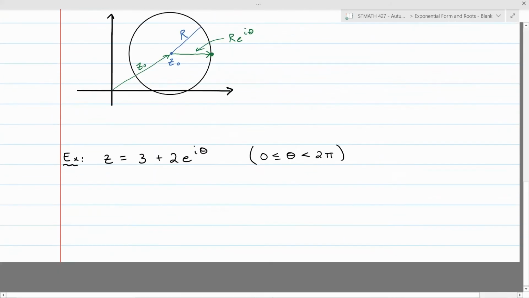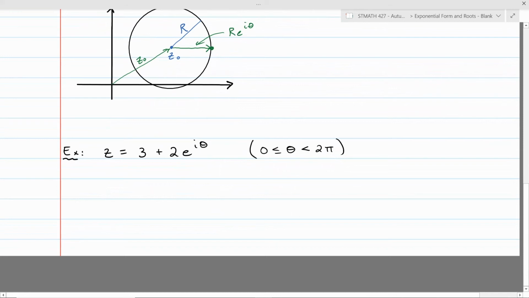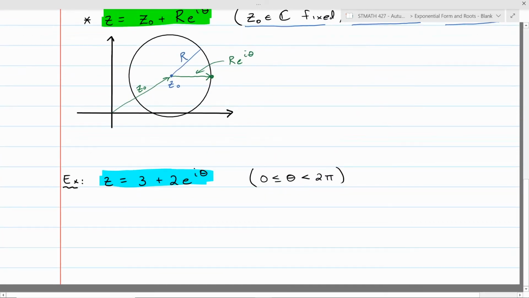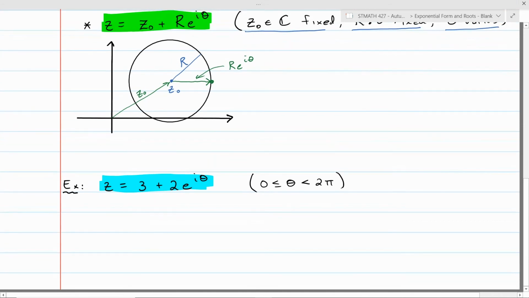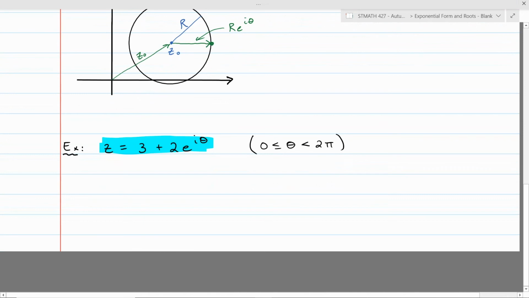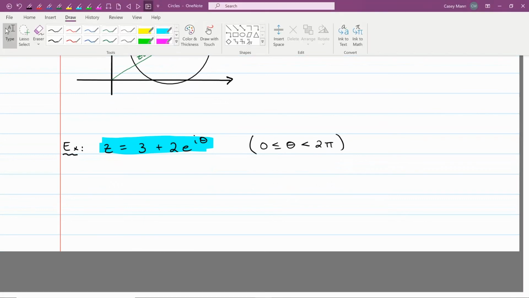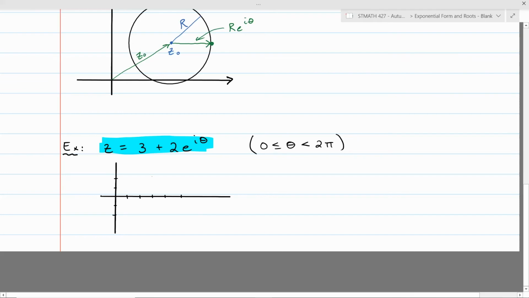So for example, what am I looking at right here in this equation at the bottom? You can see it's just the situation where z0 is equal to 3 and the big R is equal to 2. So we could graph this in a jiffy. This is a circle centered at 3, the point 3 on the x-axis, and then you've got a circle of radius 2 there. So you would get that circle.